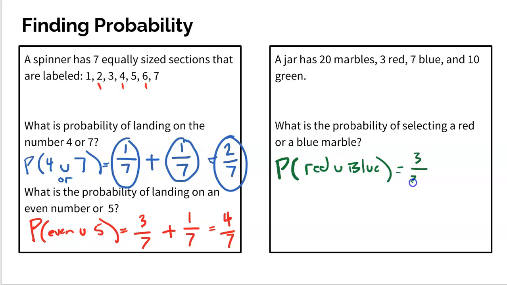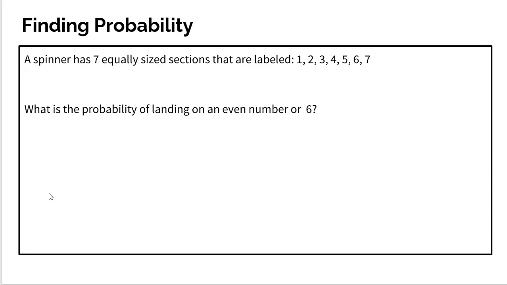Well, 3 out of 20 marbles are going to make me happy because they're red. Or 7 out of the 20 marbles are blue. So add those together. There are 10 total marbles that will make me happy because they're red or blue. None are both red and blue, so I can't worry about any overlap there. Out of 20. So I got a 50% chance of getting a red or blue marble. So that's pretty simple. But let's look at this example here.